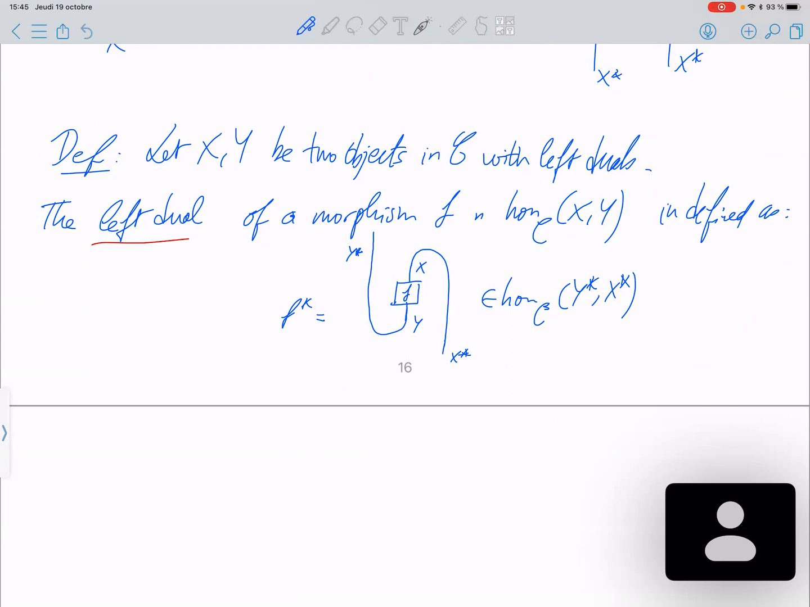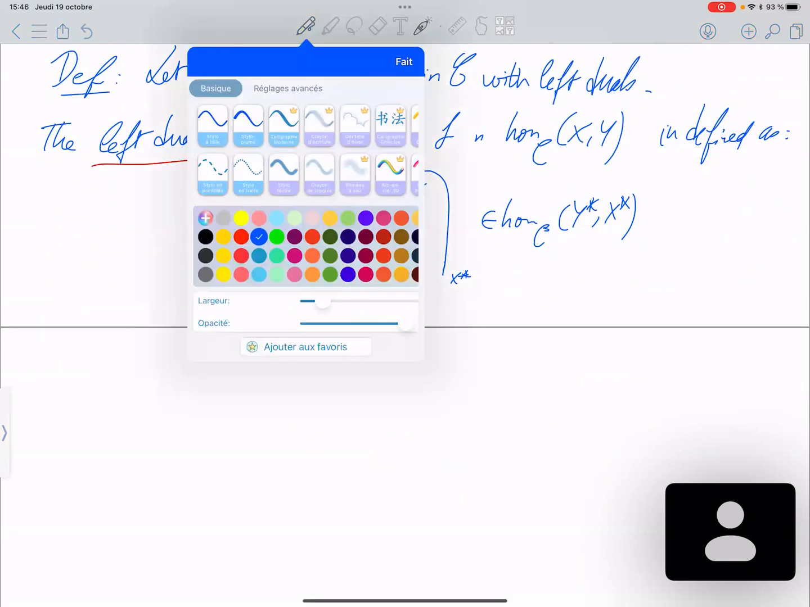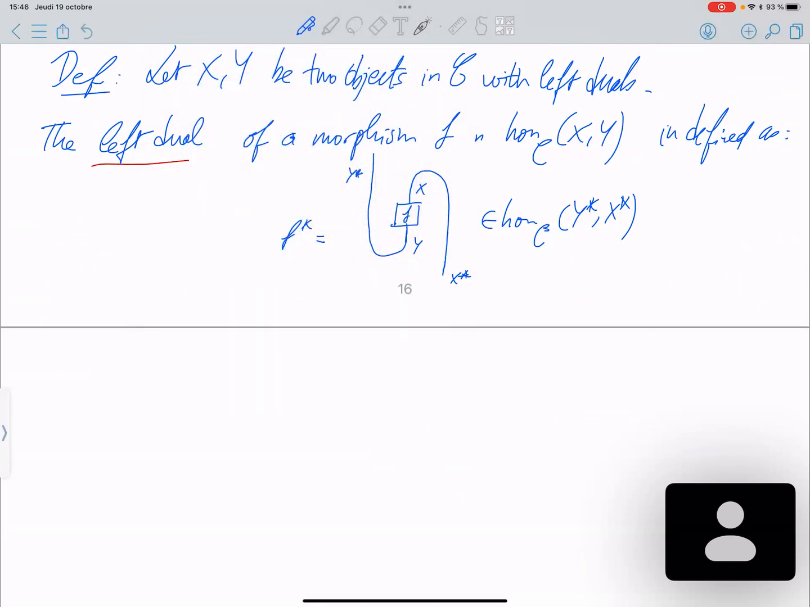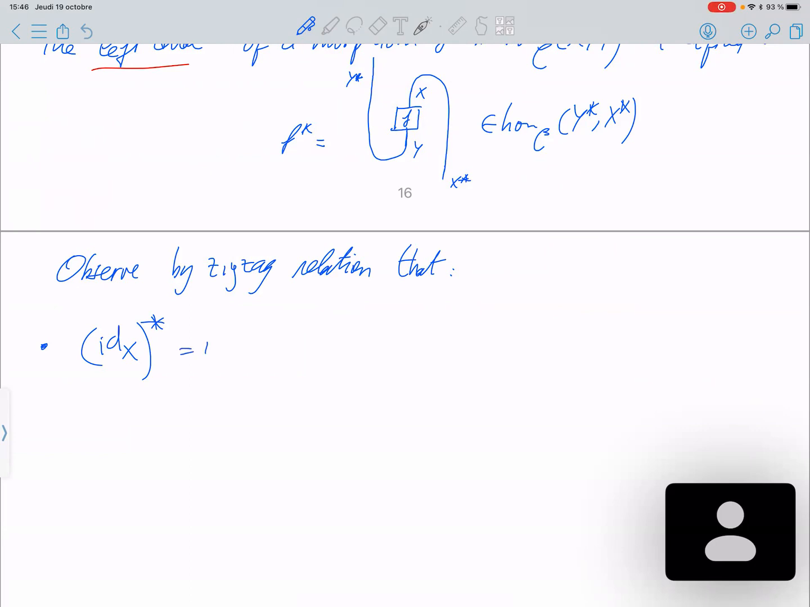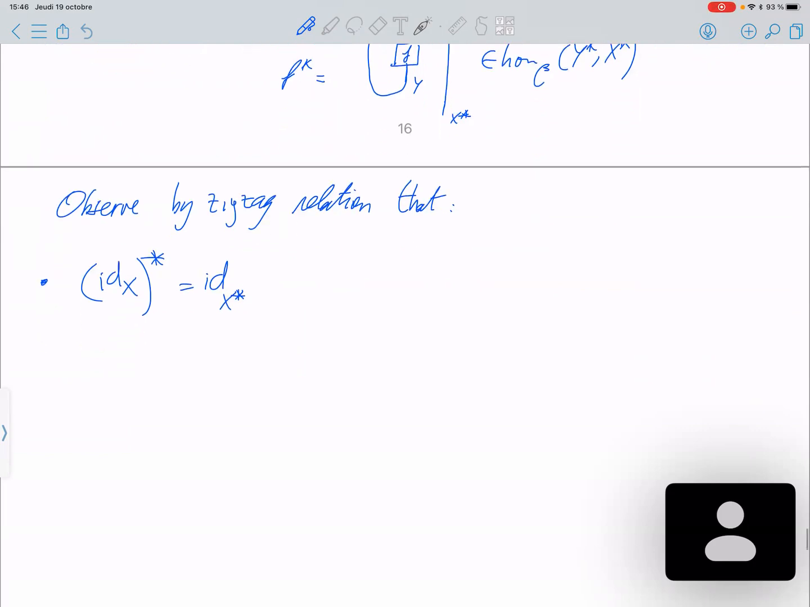Okay, so a few straightforward, trivial observations. Observe by the zigzag relation that there are two trivial equalities. The dual of the identity morphism is the identity on the dual object. Okay, so you consider the identity.